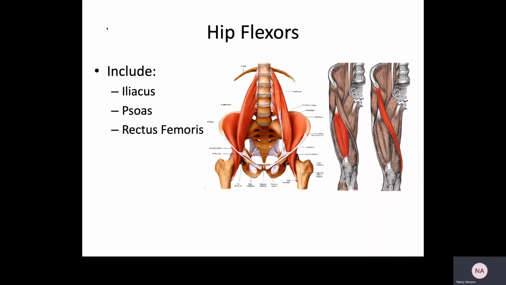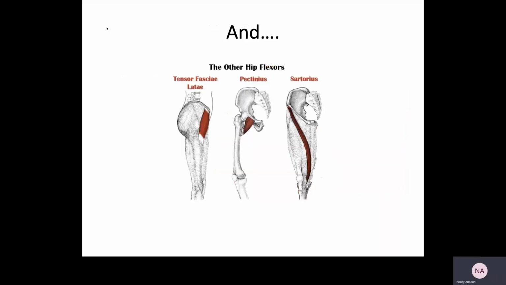If you take a look at the image on the far right, you're going to see a thin strap-like muscle, which is known as sartorius, and that also will provide hip flexion. The other hip flexors are going to include pectineus, which is a small muscle along the medial aspect of the femur that is going to attach to the pubic bone. Tensor fascia lata, which we will talk about in the not so distant future during this video.